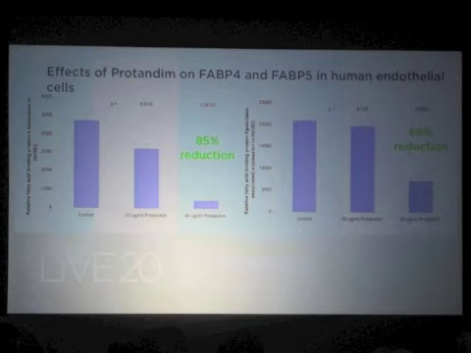On the left, you see the effect of Protandim on human cells in culture. The left bar is the control without Protandim. At 2 concentrations of Protandim increasing, you see an 85% reduction of this FABP4 gene product. The related one, FABP5, showed a 66% reduction in response to Protandim. Right? The higher this gene is, the more likely you are to get metabolic syndrome, calcified arteries, and the related bad things that happen.